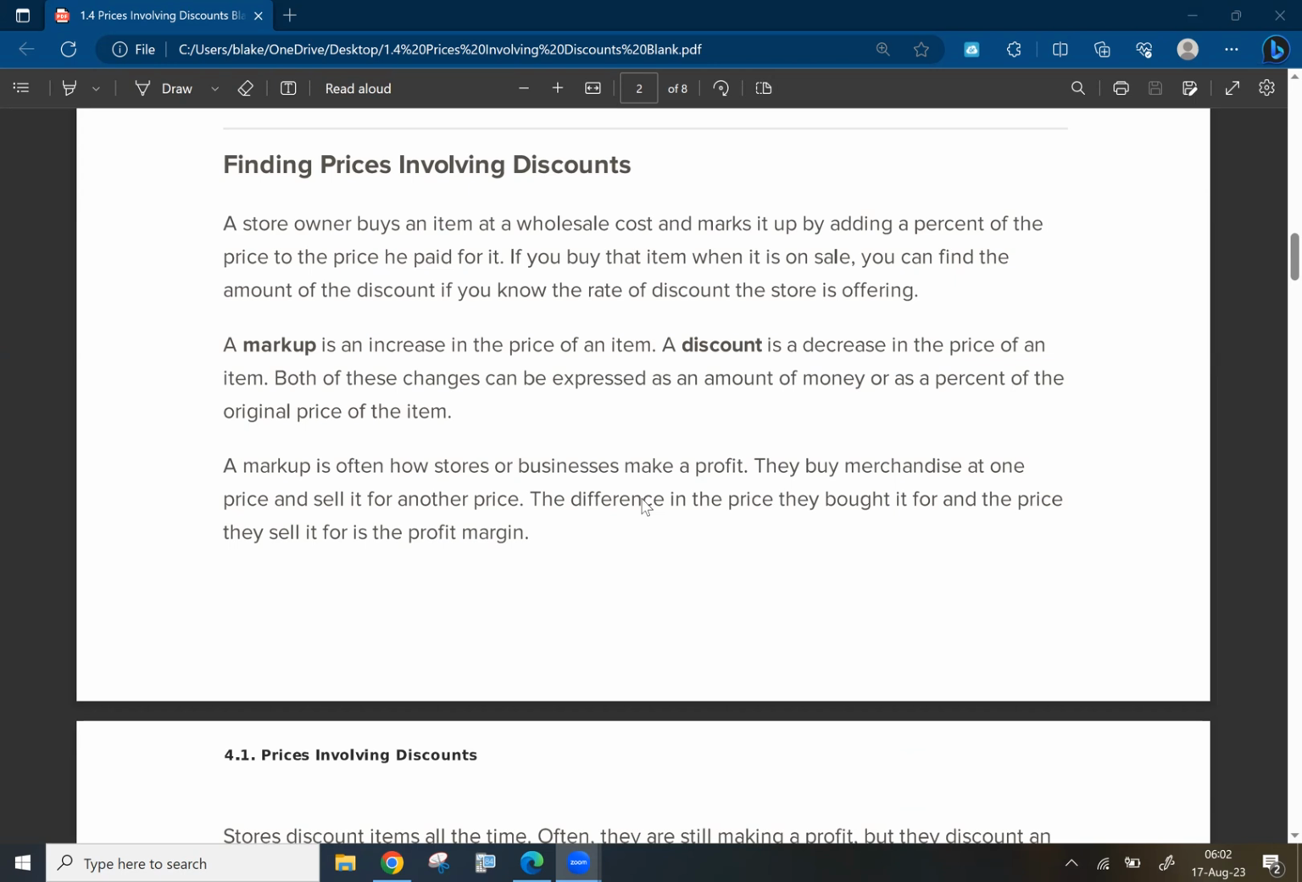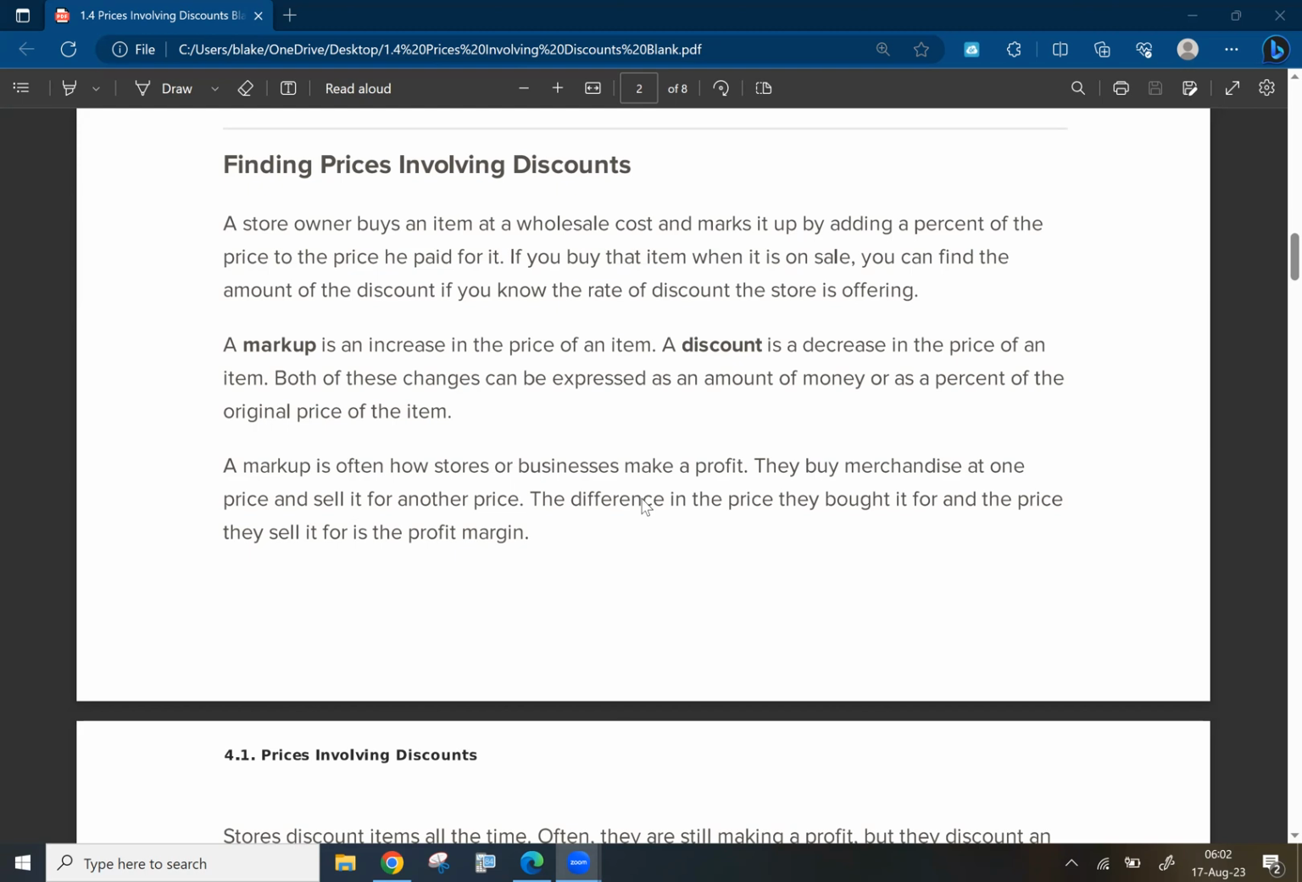They buy merchandise at one price and sell it for another price. The difference in the price they bought it for and the price they sell it for is the profit margin. So like a retail store, like a Walmart or a Target, they didn't make any of those items there. Somebody else made them and they're selling them at Target. So Target will buy them and sell them for a little bit more. That's kind of how it works.